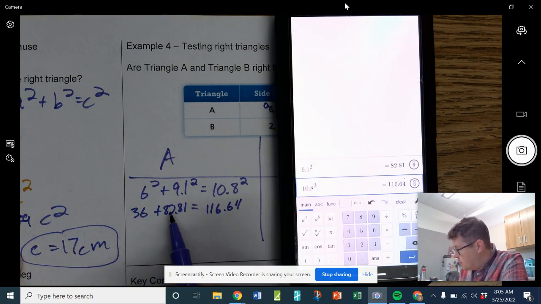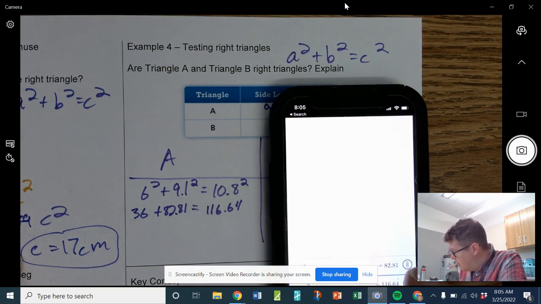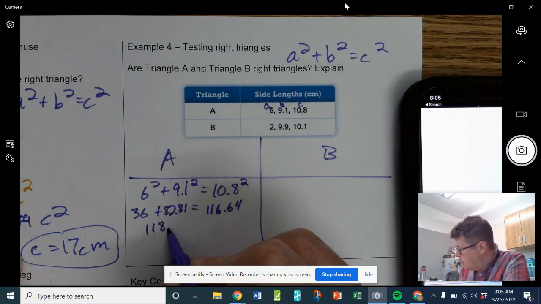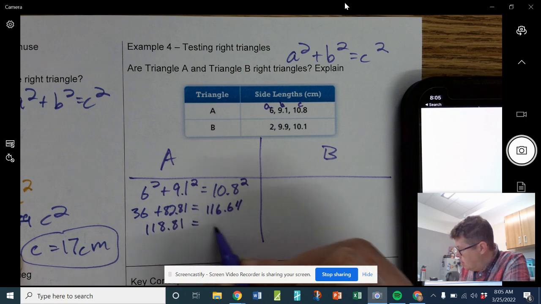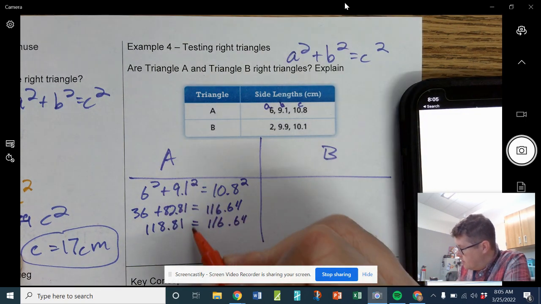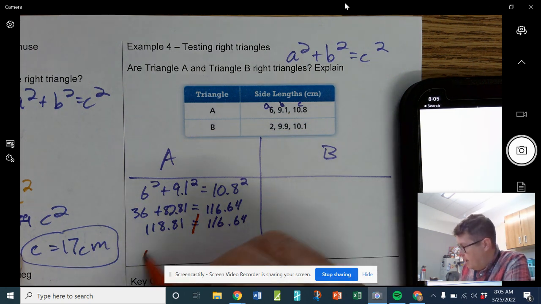Okay, so now we add these two together. So we take 82.81, and we add 36, and we end up with 118.81. And we can see that they do not equal each other. Okay, so not a right triangle.